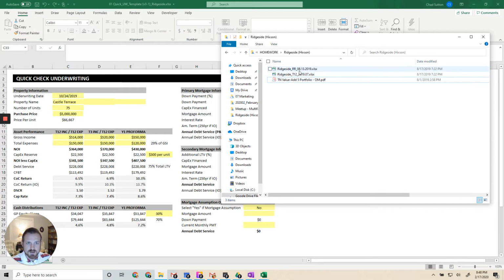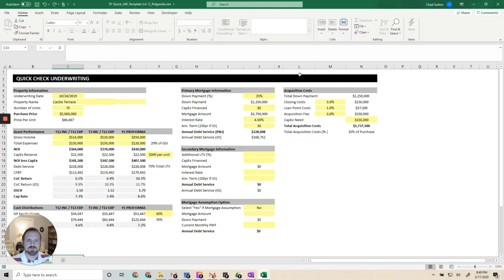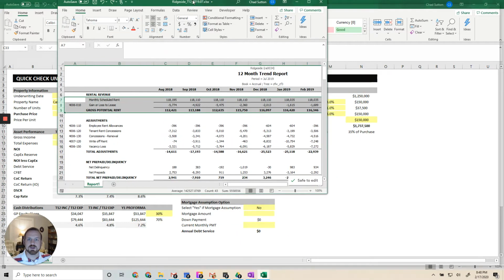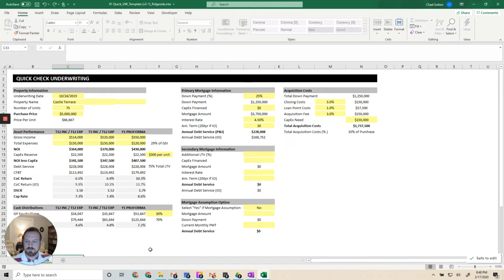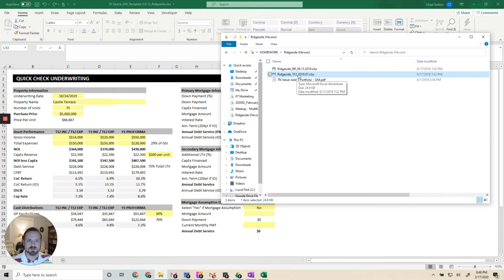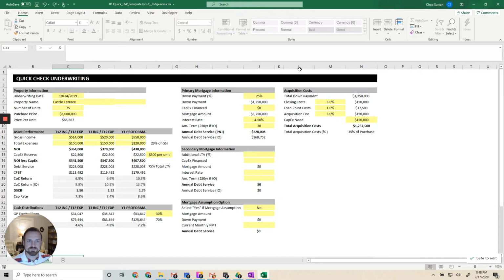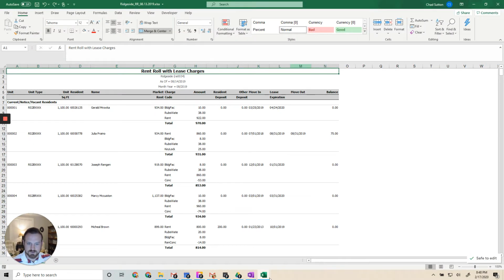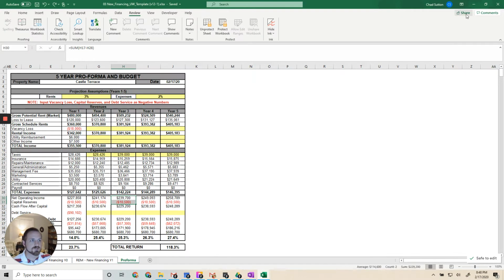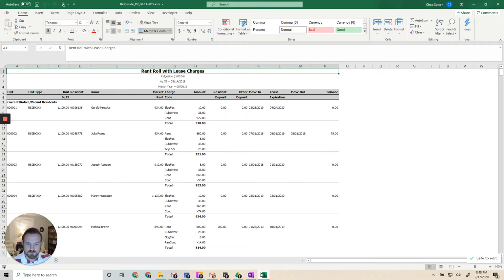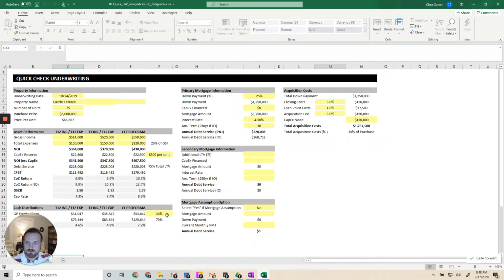So anyway, let's go ahead and open up our T12 and our rent roll. Let me get it on the right screen here. Our rent roll as well. Here we go. And I'm just going to close this one so we don't have it in the way for now. Okay, so let's go ahead and start through this.